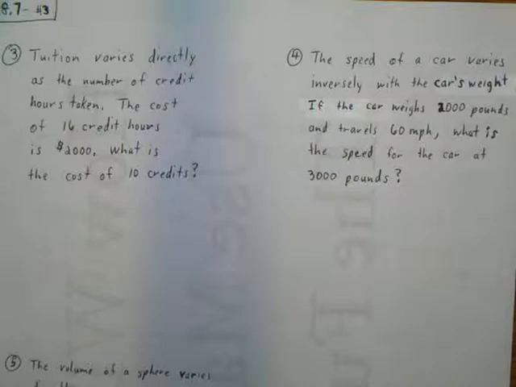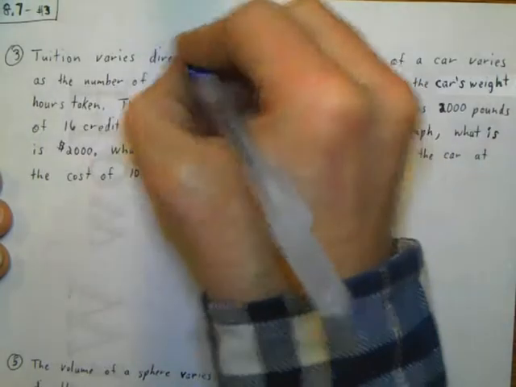Hey, you guys are living this out right here, aren't you? Cost of 16 credit hours, $2,000. What's the cost of 10 credits? So we have all the clues that we need to do exactly what we did the last round of notes. I see that we are looking at direct variation.